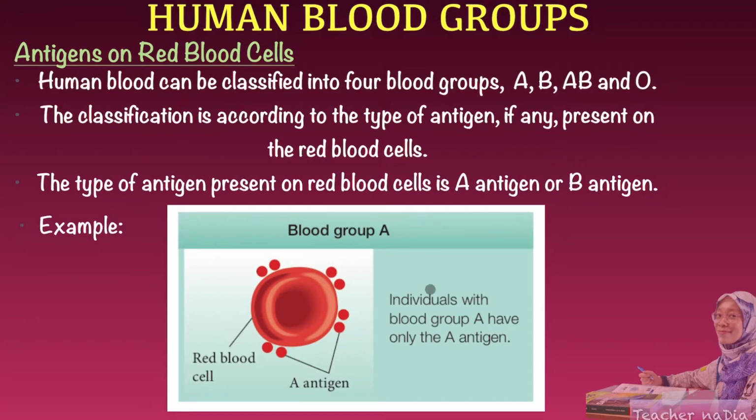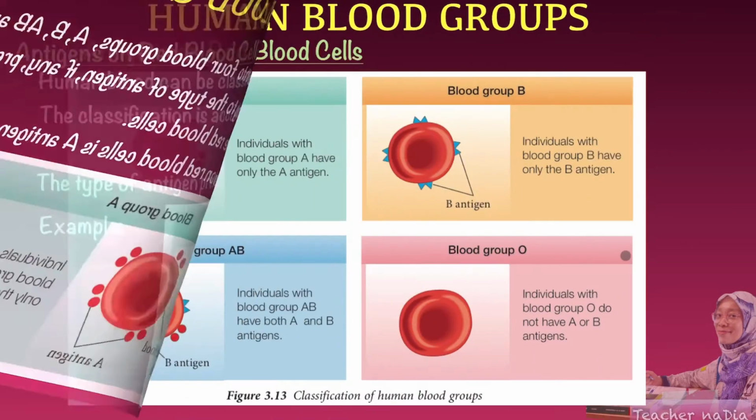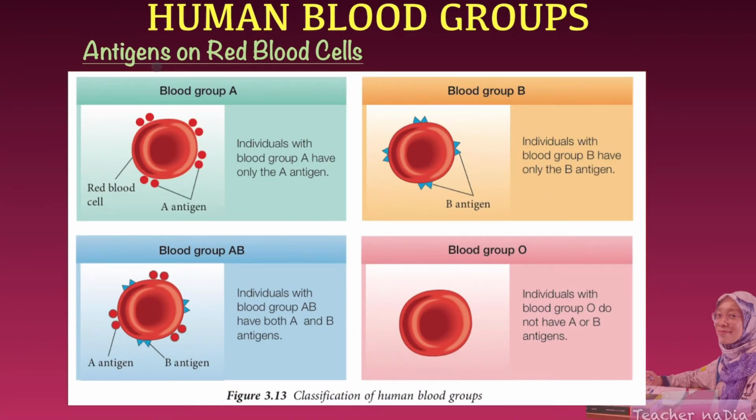Alright, look at this example. Let's say the individual has blood group A, so the individual will have only the A antigen. You can see that the A antigen is on the surface of the red blood cell. So blood group A has only the A antigen. What about other blood groups? This one is blood group A. For blood group B, individuals with blood group B have only the B antigen.